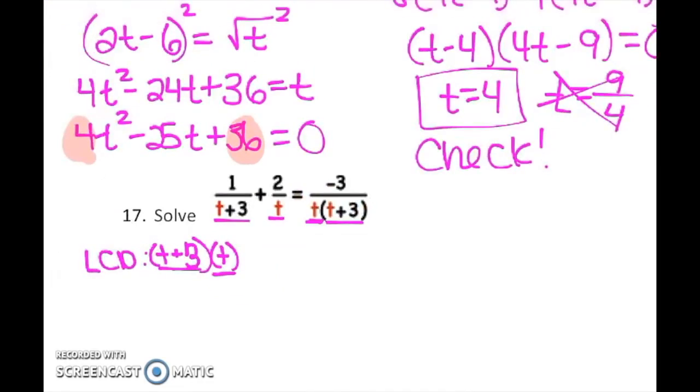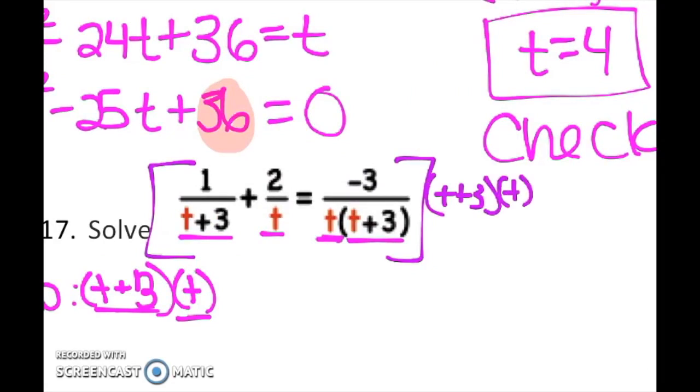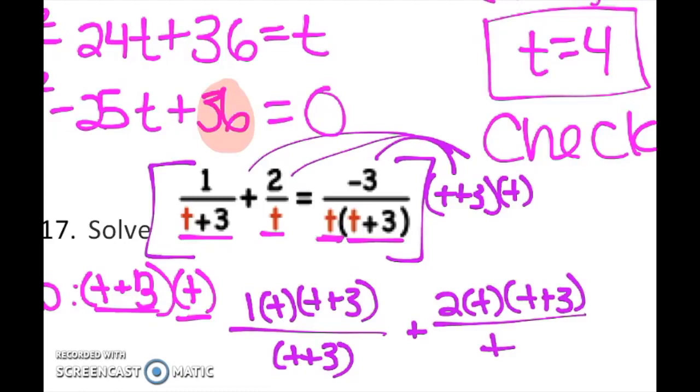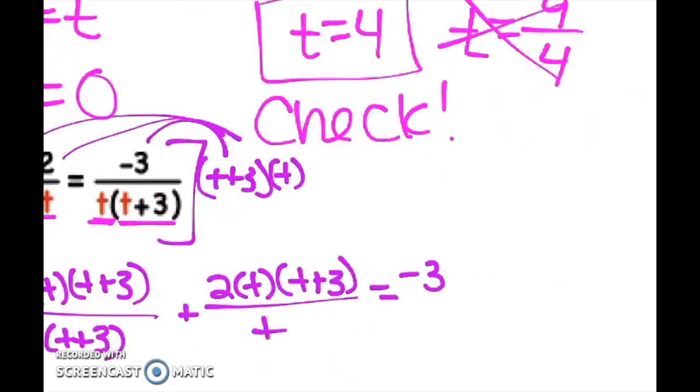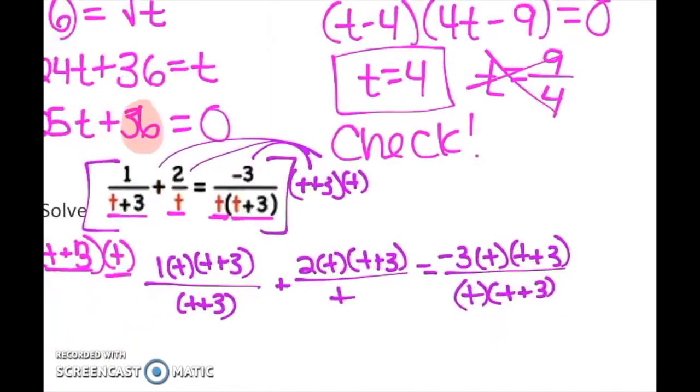So I'm going to go through, and let me change colors for a second. I'm going to multiply each of these by t plus 3 times t, distributing that out to each one. So for the first one, I'm going to do 1 times t plus 3 over t plus 3, plus, for the second one, it's 2 times t plus 3 over t, equals negative 3 times t plus 3 over t times t plus 3. And now's the fun part. Now's when we get to cancel.